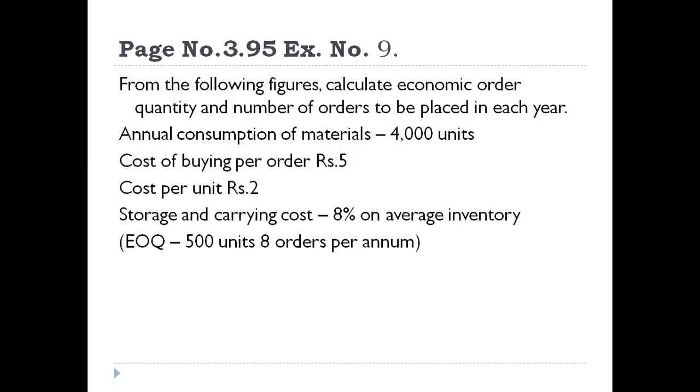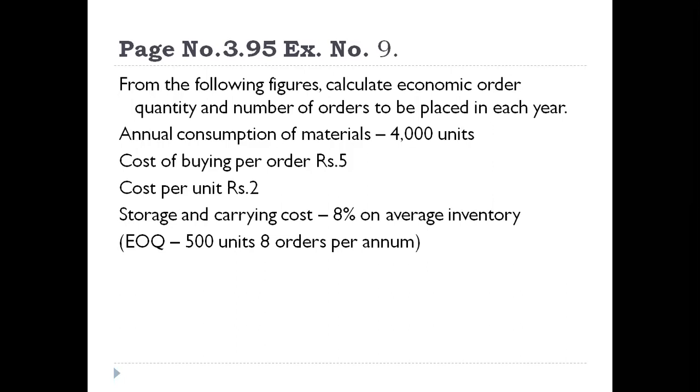So the question is given. Here annual consumption of material, 4000 units, is given. Cost of buying per order, rupees 5, is given. Cost per unit, rupees 2, is given, and the percentage is also given, right? So what you have to do is go the same way: root of 2 into A into B divided by C into S. Carrying cost and storage cost. You can remember it like this.